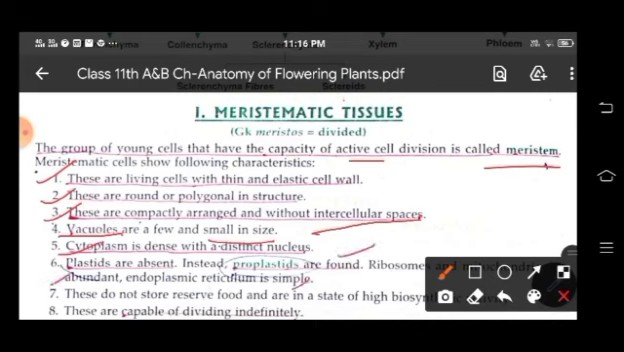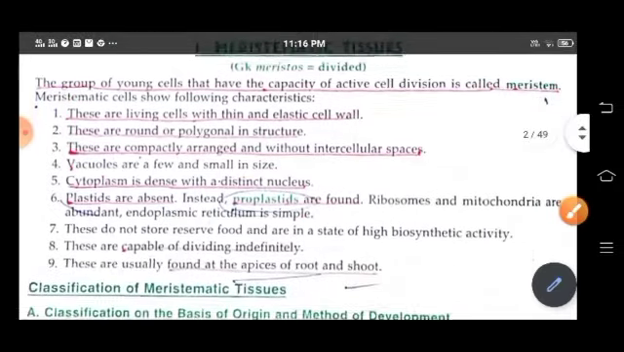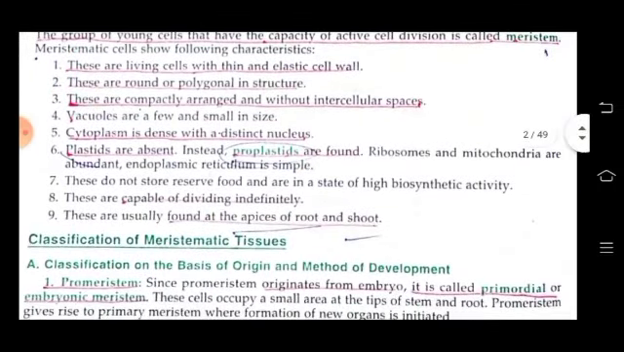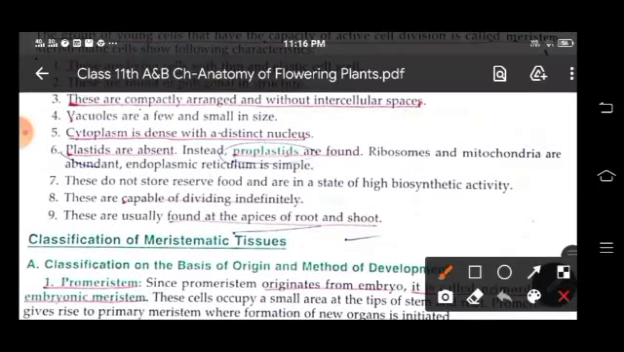Plastids are absent; instead, proplastids are found. They do not store reserve food and are in a state of high biosynthetic activity. They are capable of dividing indefinitely. These are usually found at the apices of root and shoot.